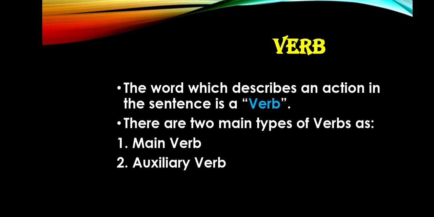Then what is verb? The word which describes an action in the sentence is a verb. There are two main types of verbs. They are main verb and auxiliary verb.